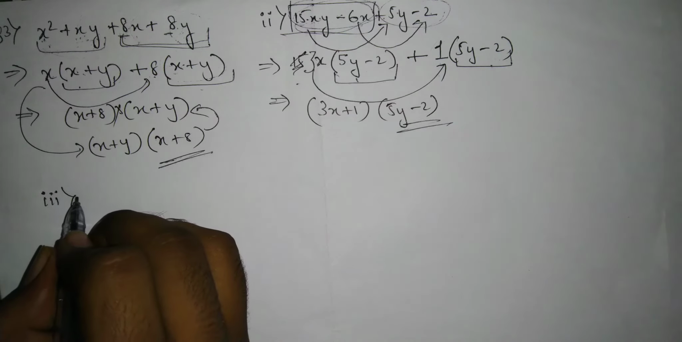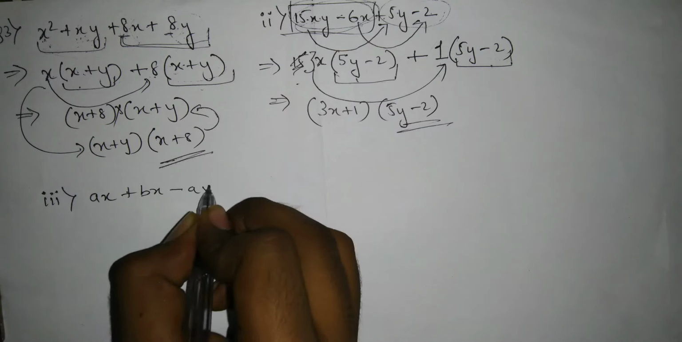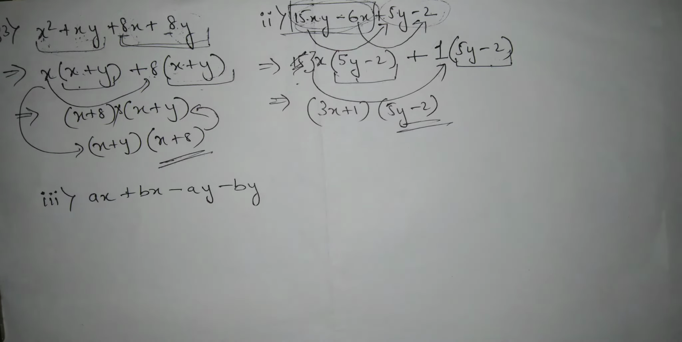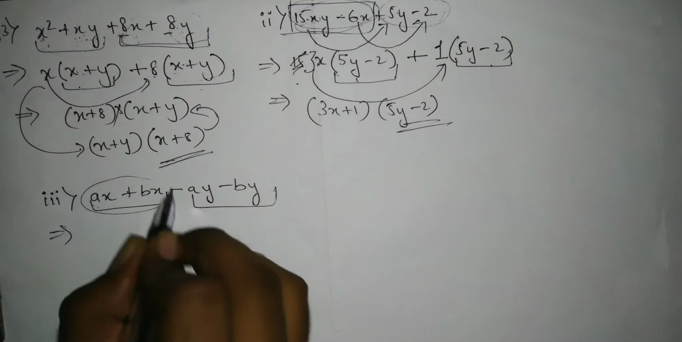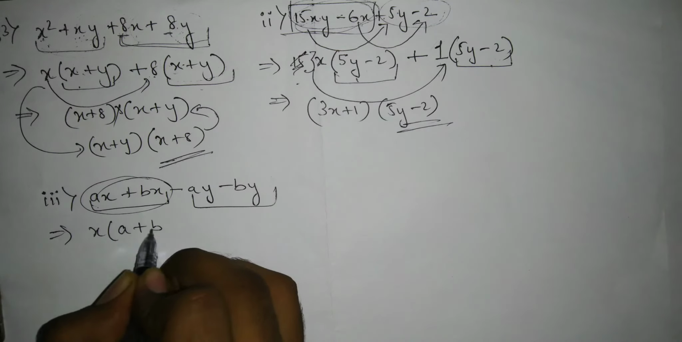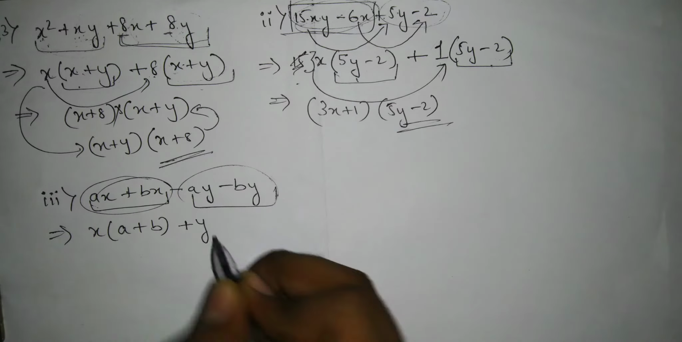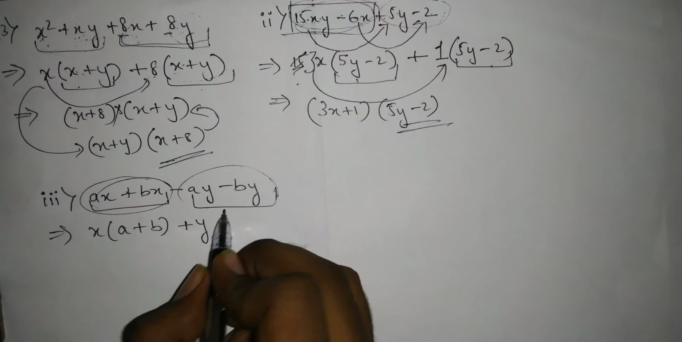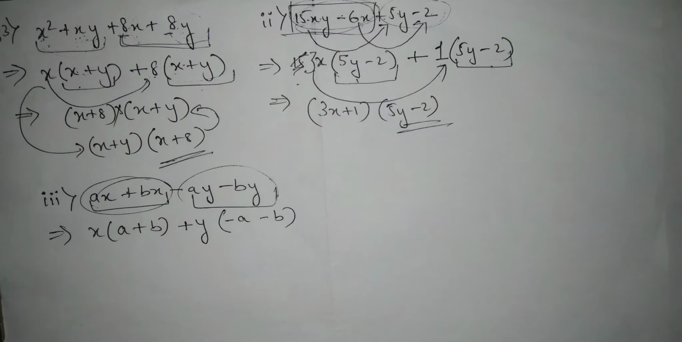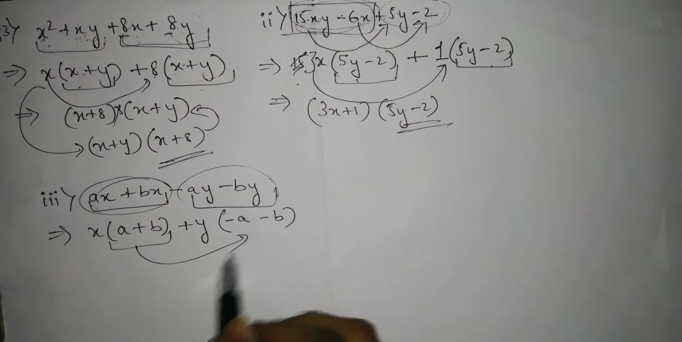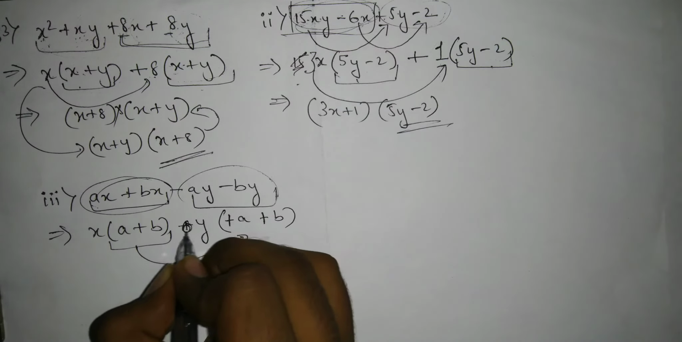The third part of the question is ax plus bx minus ay minus by. This is a simple question. Now from here I can group this 2 and this 2. From here I can take x common, remaining will be a plus b. Then from here I can take y common. If I take plus y, I'll get minus a minus b here. But what I want is this term, correct? So in order to get plus a plus b, I have to replace this sign with minus.